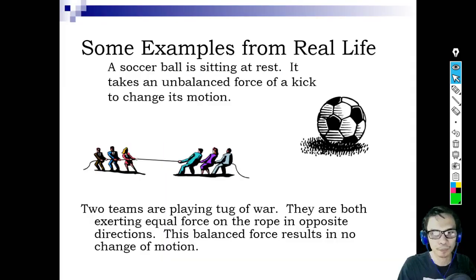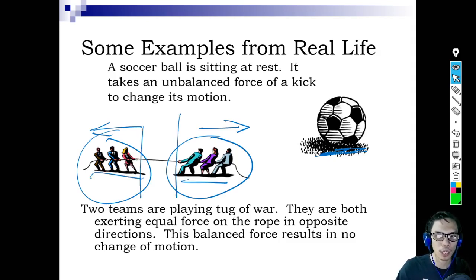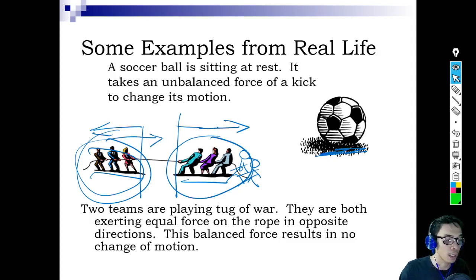Another example is a soccer ball. A soccer ball will not move unless you kick it. Next one is the tug of war. If the force is equal in both opposite directions, there will be no motion between the two teams. But if you add a team on one side, the force will be greater on that side, so the force is unbalanced, therefore this team will move that way.